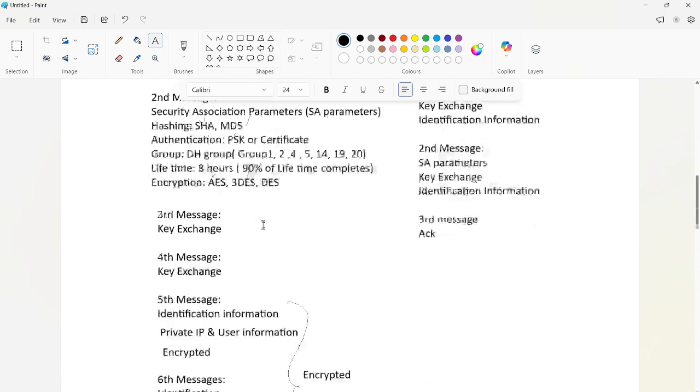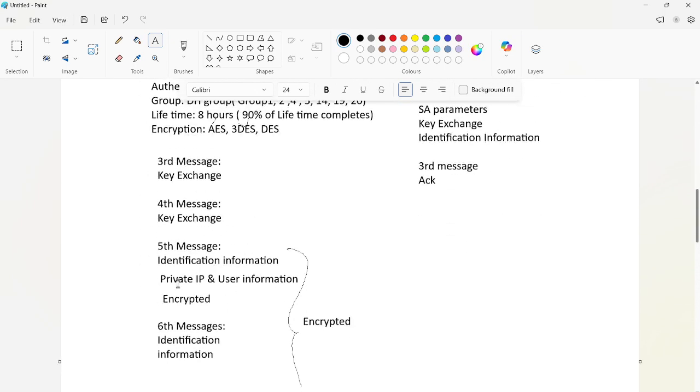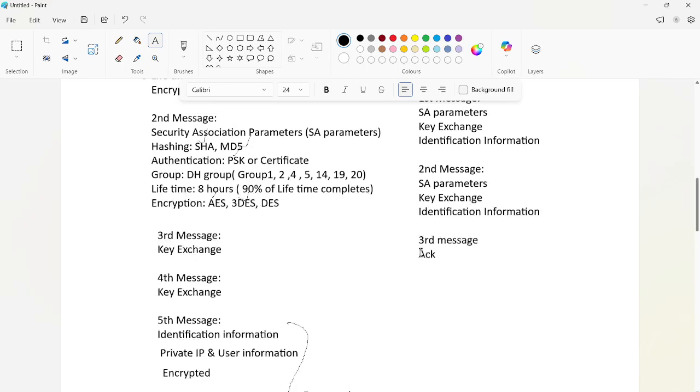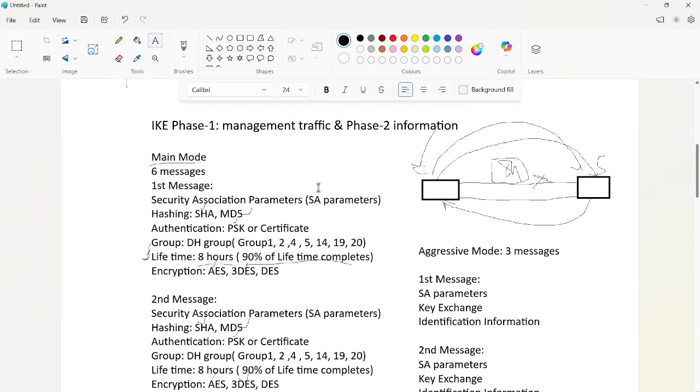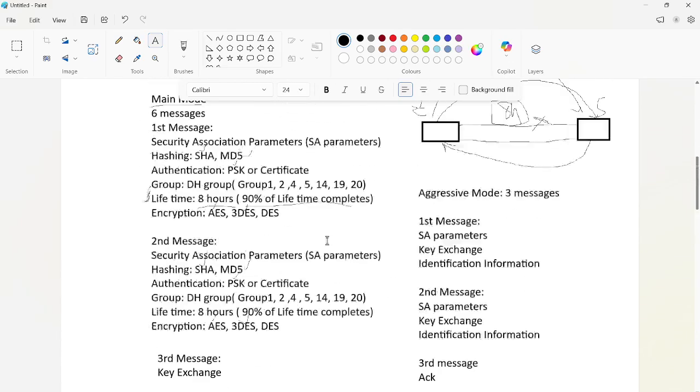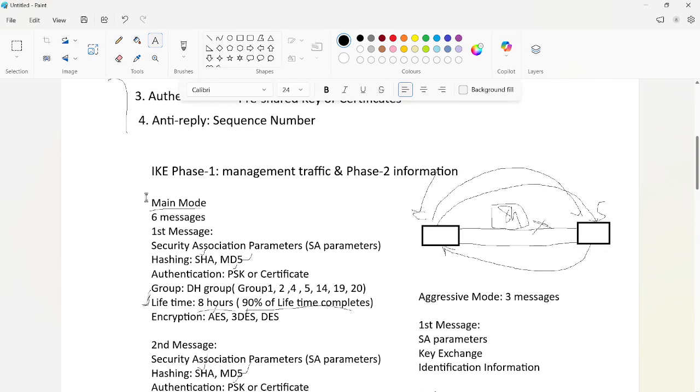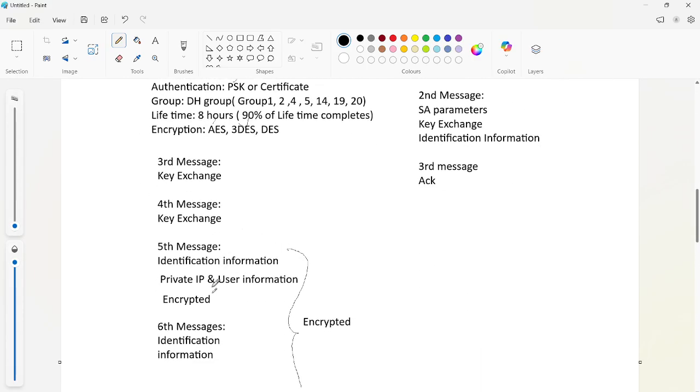In main mode, we will have encryption in the fifth and sixth messages, whatever identification we are sending. But in aggressive mode, the identification information will not have any encryption and will be shared in plain text. So that is the reason we are going with main mode. If I keep all this in a tabular format, in main mode we'll have 6 messages, and in aggressive mode we'll have only 3 messages. Main mode is more secure because in the fifth and sixth messages we are encrypting the identification information.